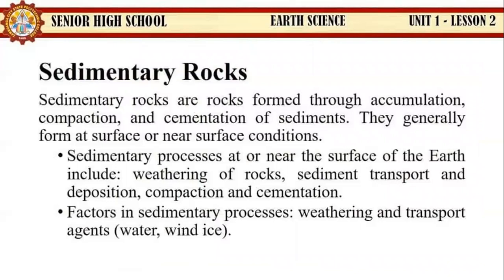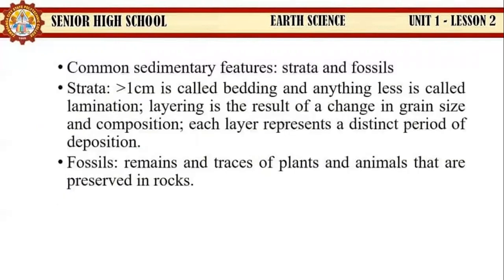The next classification of rock is the sedimentary rocks. Sedimentary rocks are rocks formed through accumulation, compaction, and cementation of sediments. They generally form at surface or near-surface conditions. Sedimentary processes at or near the surface of the Earth include weathering of rocks, sediment transport and deposition, compaction, and cementation. Factors in sedimentary processes include weathering and transport agents, which are water, wind, and ice.